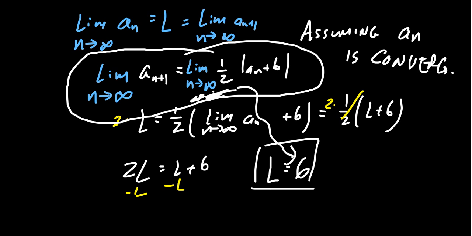So finding the limit of a recursive sequence is pretty easy because you just have to do this calculation. But be aware, this technique only works if the sequence is convergent. If the sequence was divergent, we potentially could find a limit that is not correct. So be cautious about those.